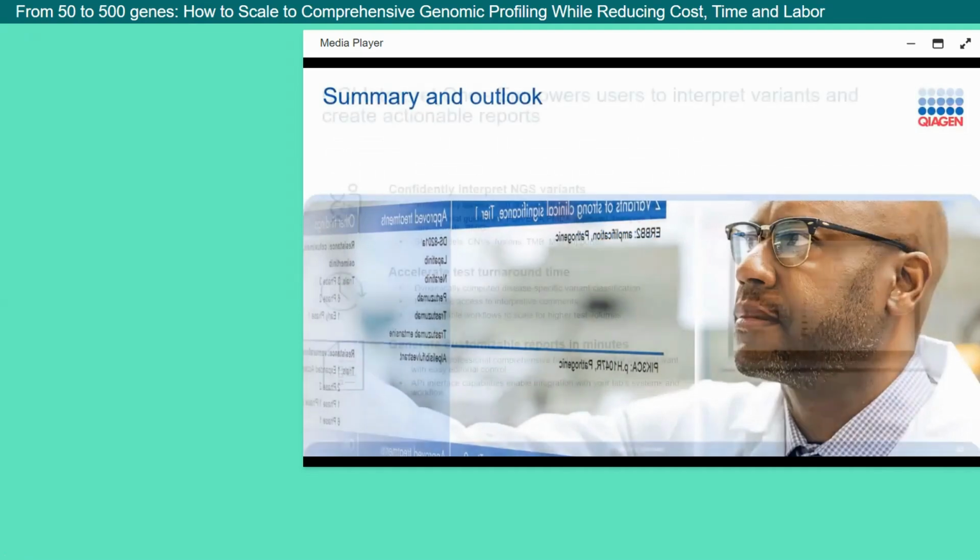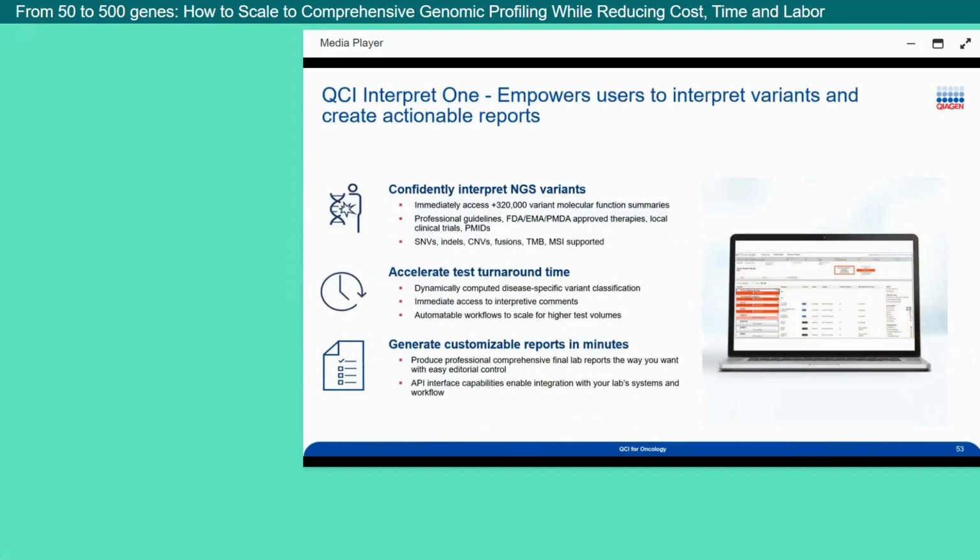And with that, I would like to close with an overall summary. QCI enables you to confidently interpret NGS variants from any NGS panel. QCI can help you to accelerate turnaround times by providing dynamically computed classifications, access to written interpretive comments, and the automation of the workflow to scale to higher volumes. Lastly, the report layout is fully customizable to comply with your brand recognition.